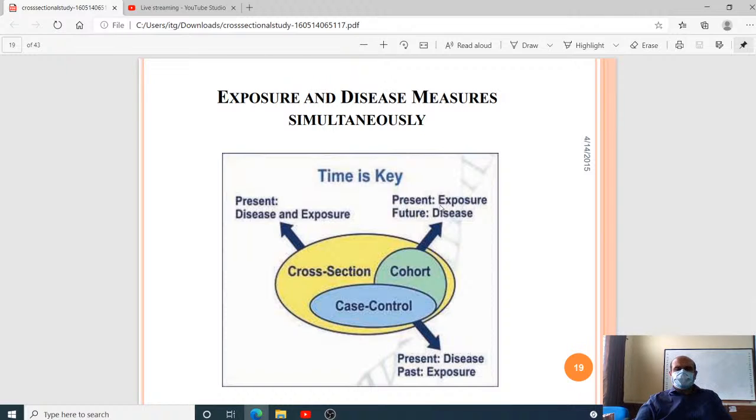So exposure and disease are measured simultaneously, and as you see, a cross-sectional study has a much wider horizon compared to cohort and case-control studies.